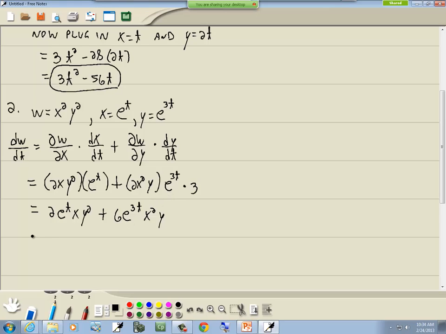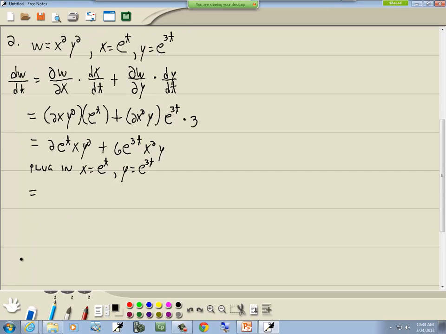Double check all that. Okay, now plug in. x is equal to e to the t, and y is equal to e to the 3t. And we're going to have 2 e to the t times x, which is e to the t, times y squared, which would be e to the 3t squared, plus 6 e to the 3t times x squared, which would be e to the t squared, times y, which is e to the 3t.